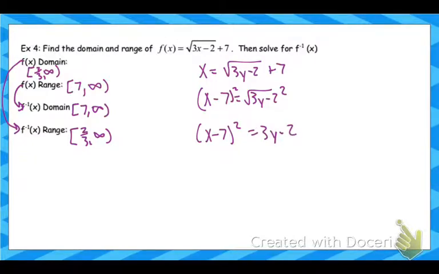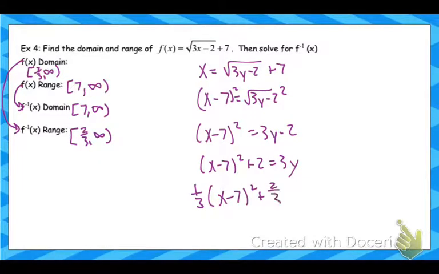So we'll add 2 and divide everything by 3. And again, I'm going to write it as 1/3 because that's just the way that we're used to seeing it with transformations. And again, I'm dividing everything by 3, or multiplying everything by that 1/3. So this is my inverse.